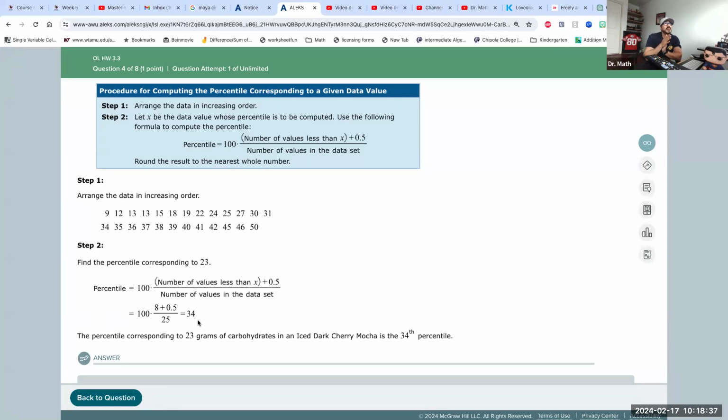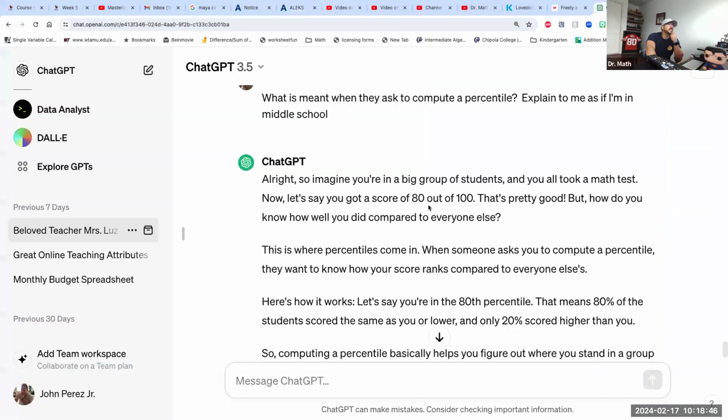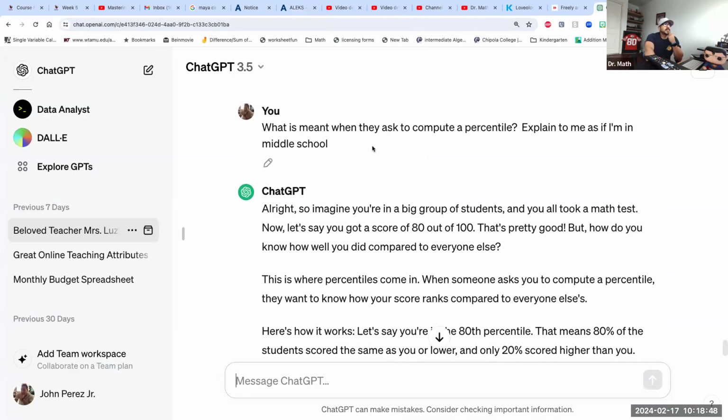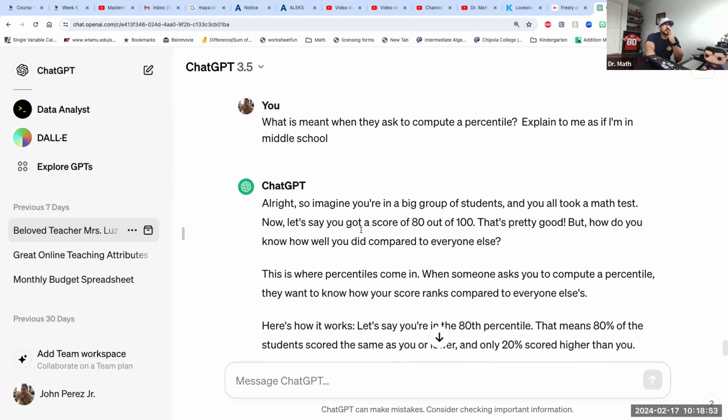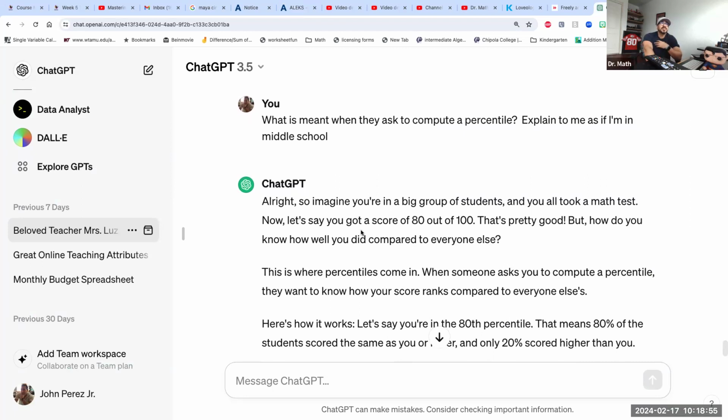And this is where I want you guys to use AI to deepen your understanding of what it is that we're doing. So check this out. I just loaded ChatGPT and I said, what is meant when they ask to compute a percentile? Explain it to me like I'm in middle school, because every time I ask ChatGPT a question, I want to have a deeper understanding. And Einstein says, if you understand something, you could explain it to an elementary school kid or something like that. And that makes a lot of sense, right?